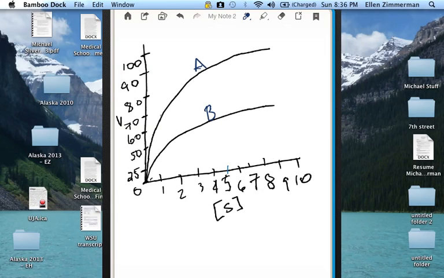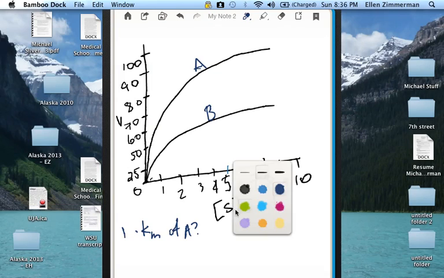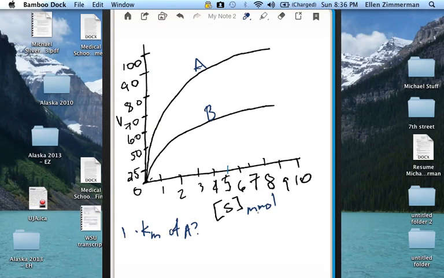Let's say question 1 is, what is the Km of A? So how do you find the Km of A? Remember, the Km is going to be the substrate concentration at 1/2 Vmax. So ultimately, the units are going to be based on this. Let's say the units of this are millimoles. We know that we have to report our answer in millimoles of the substrate.